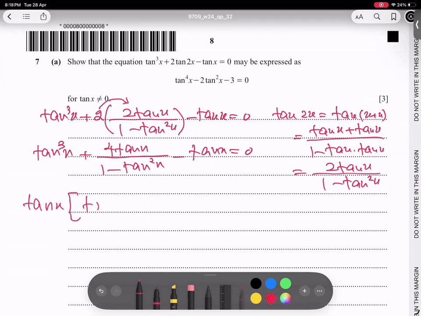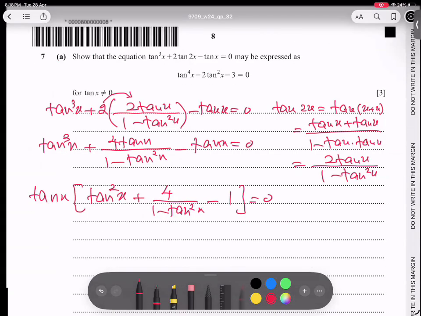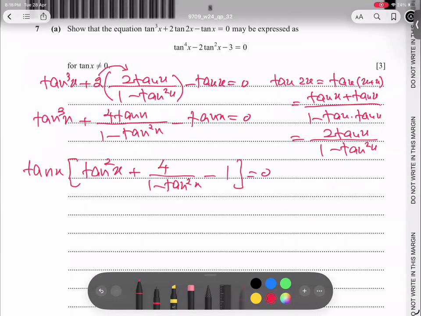What is left inside? (tan²x + 4)/(1 − tan²x) − 1 = 0. Now after this, we can say either this is equal to 0, and he mentioned this is not equal to 0. So that is why I will mention here tan x cannot be equal to 0. And I can say this expression is naturally equal to 0. I think the point is very clear. So I can proceed from here: this is confirmed equal to 0.